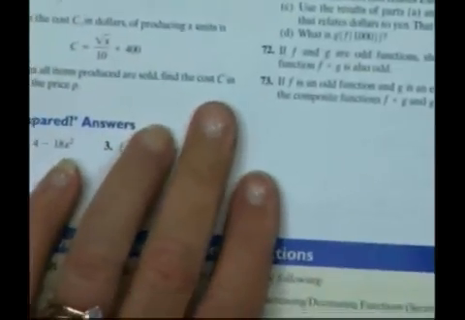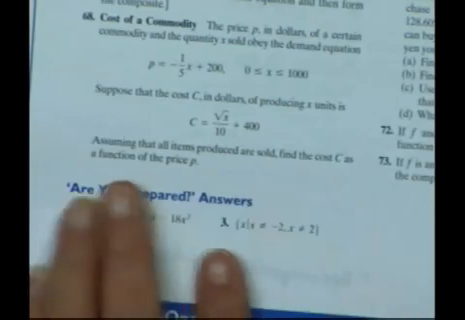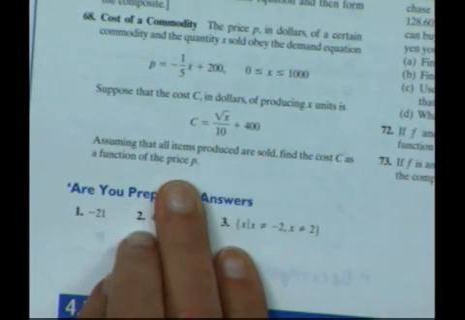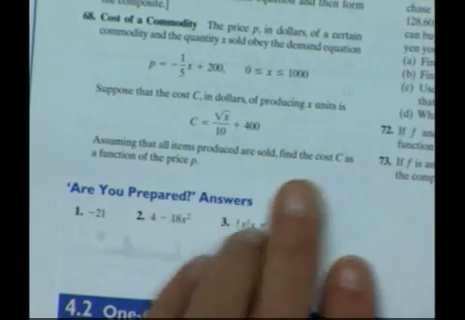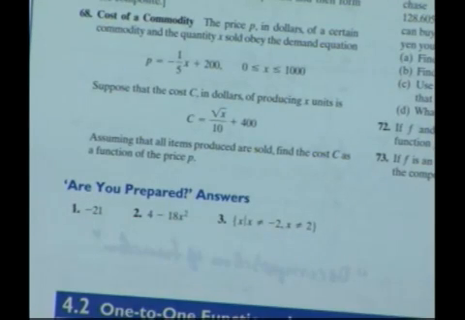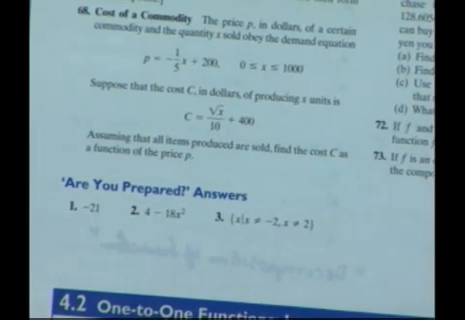Number 68. Cost as a function of p. You want C only in terms of p. C only in terms of p. So reading those words sort of helps you do that. Okay? All right, we're on 4.2. 4.2, page 417, number 69.